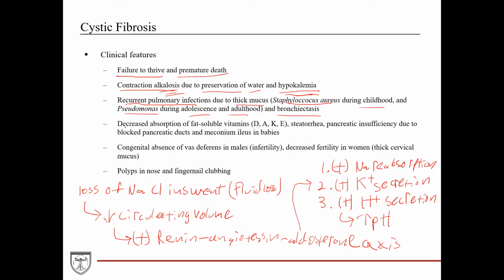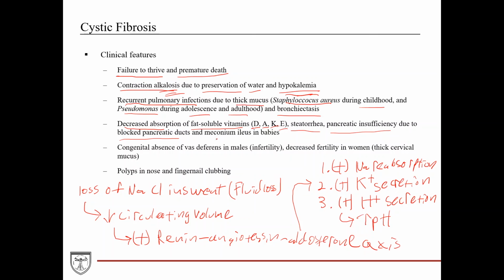On the digestive side of things, you're going to see decreased absorption of fat-soluble vitamins. And again, that's a result of blockage of bile secretion and then digestive enzymes as well. And if you recall from Unit 4, we talked about the fat-soluble vitamins, which again are D, A, K, and E. And by having decreased absorption of fats, or malabsorption, you're going to have steatorrhea, pancreatic insufficiency, which is going to be due to blocked pancreatic ducts.